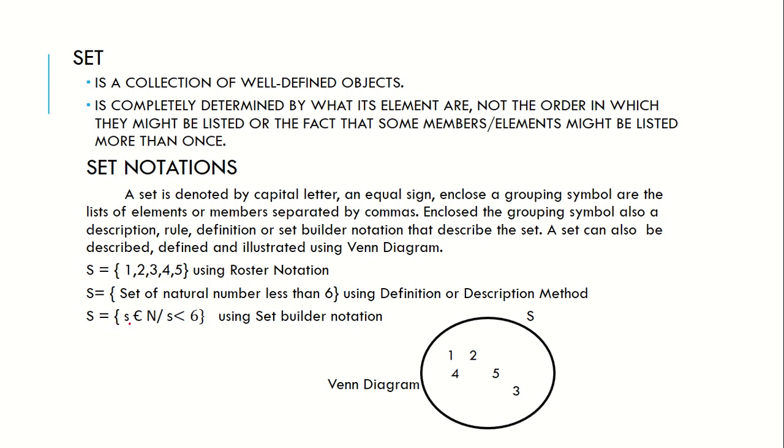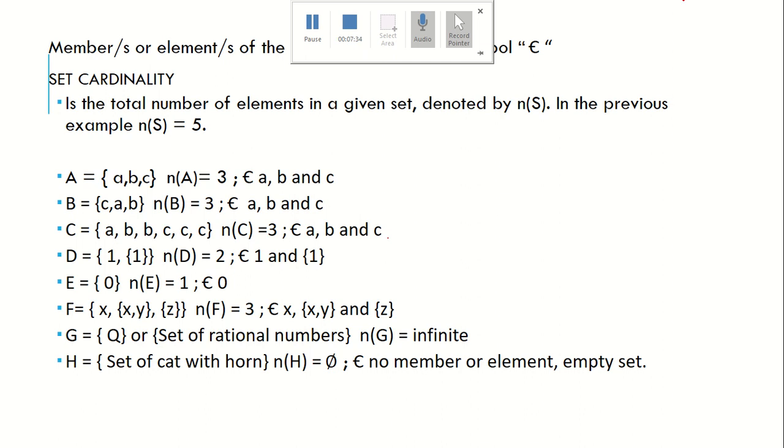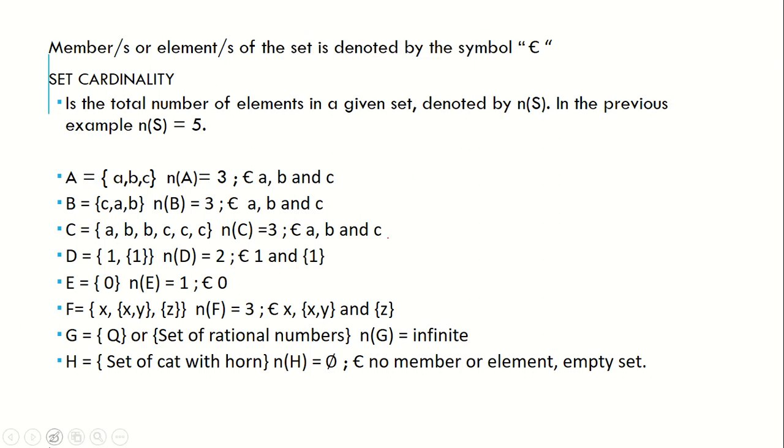Set S is equal to {s ∈ N such that s < 6}. This is a set builder notation used to describe a numerical kind of set mathematically. A member or element of the set is denoted by the Greek letter epsilon, ∈. Set cardinality is the total number of elements in a given set, denoted by n(S). In the previous example, n(S) is equal to 5.